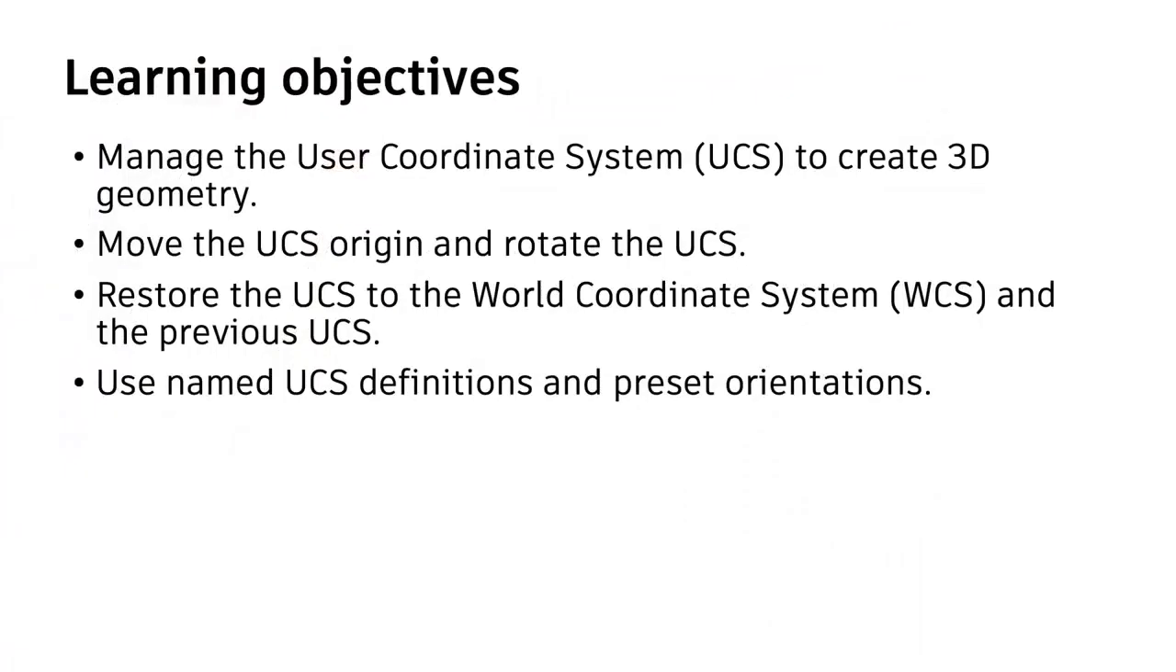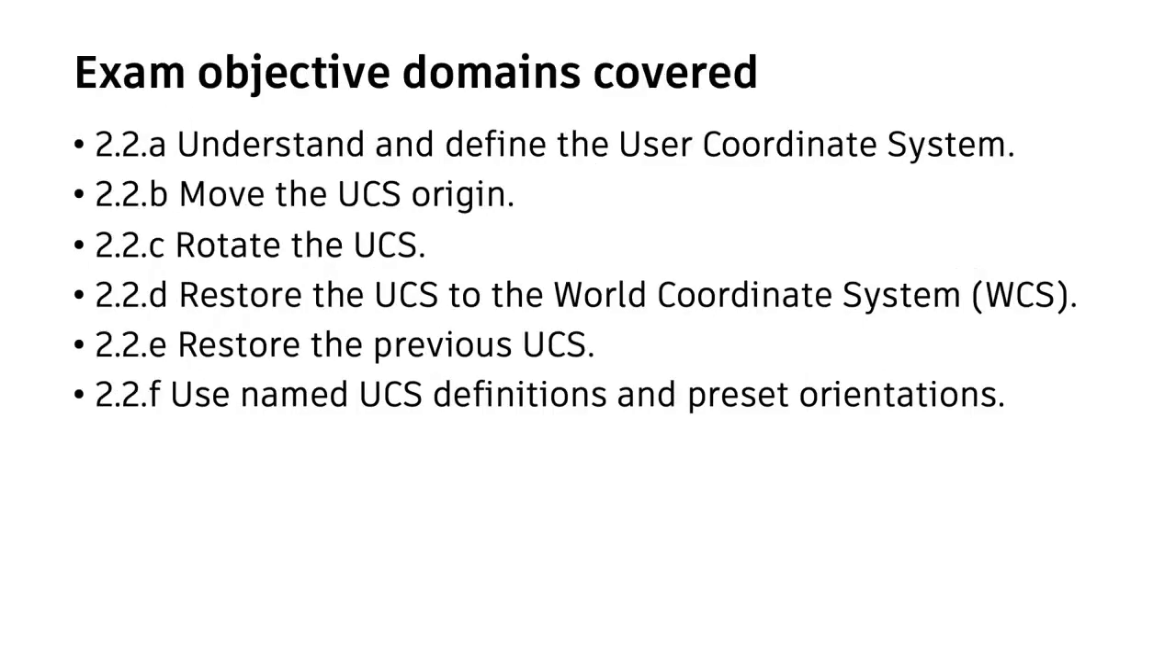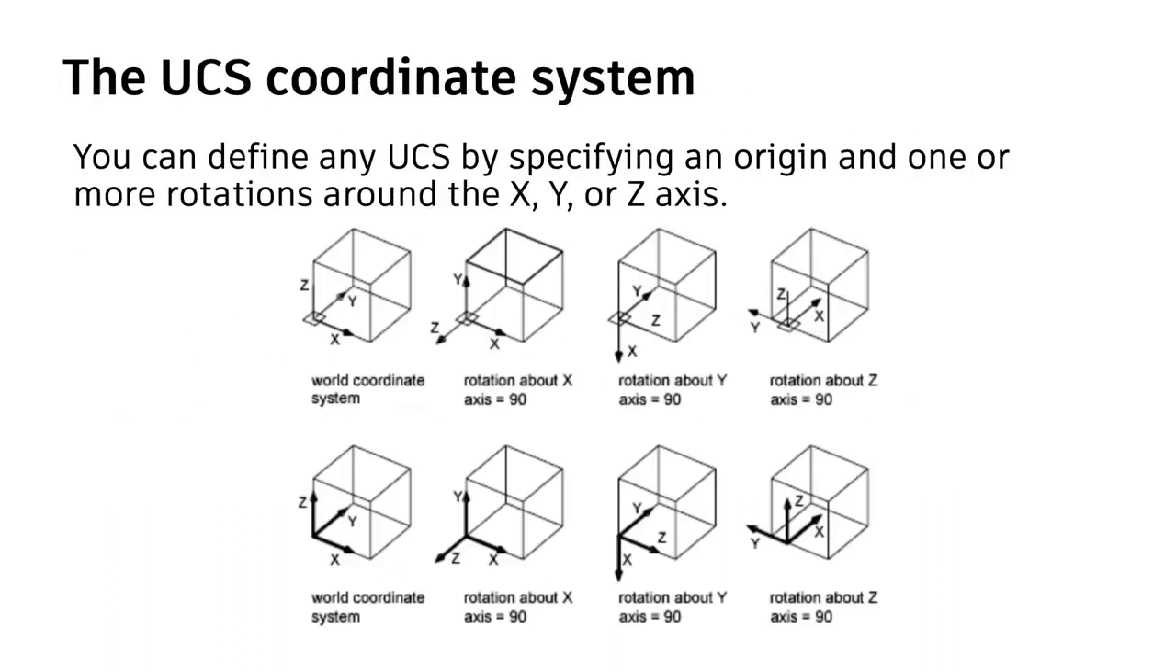If you are interested in creating 3D geometry and working in a 3D environment, you need to understand how to control the user coordinate system. The user coordinate system, or UCS, allows the user to define the X, Y, and Z orientation of the construction plane. You use the construction plane to create your 3D geometry.